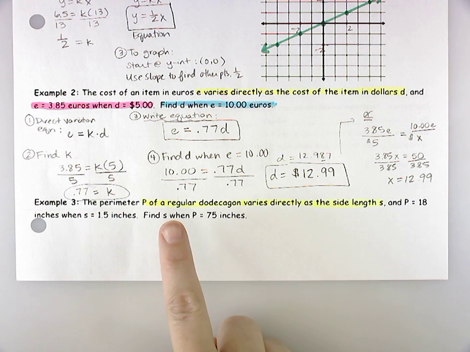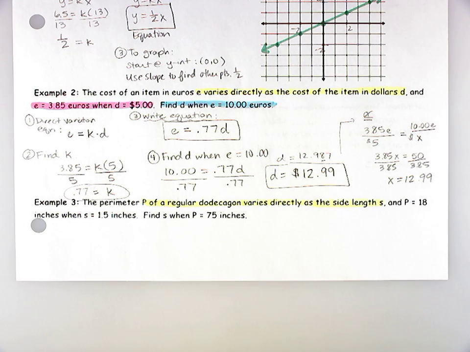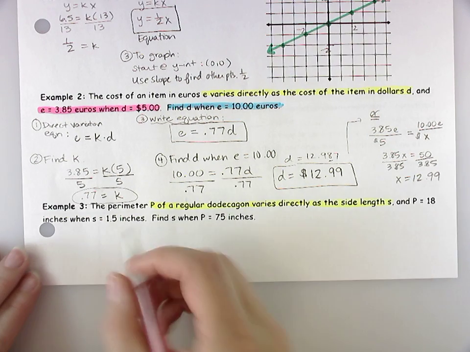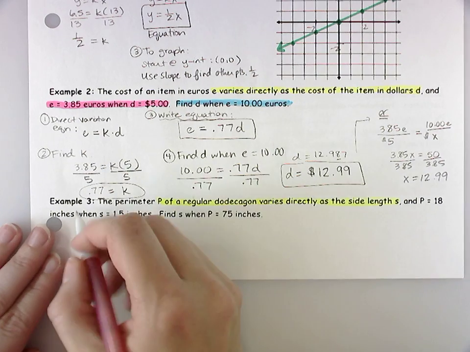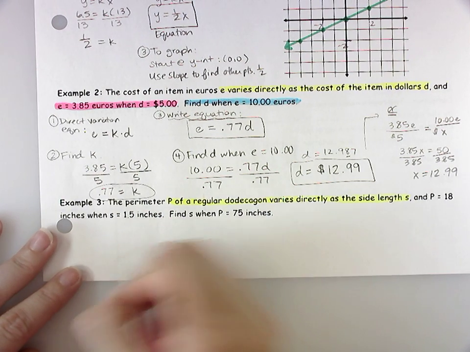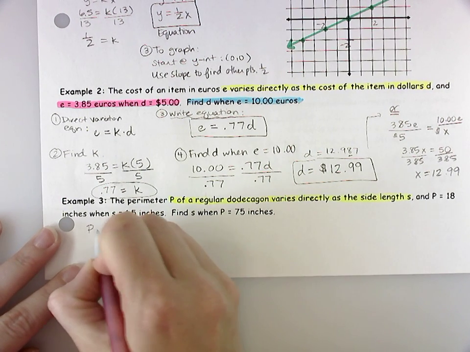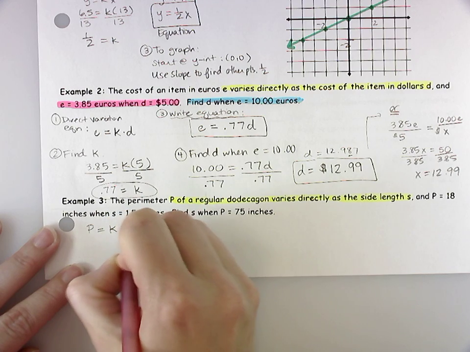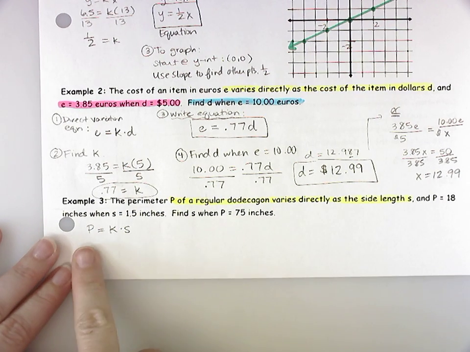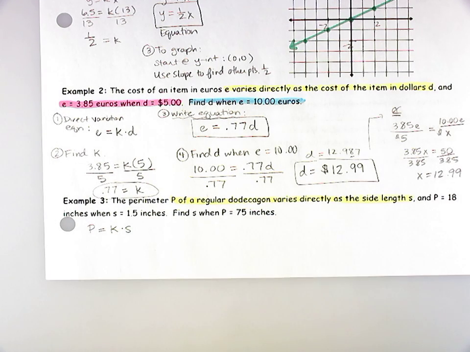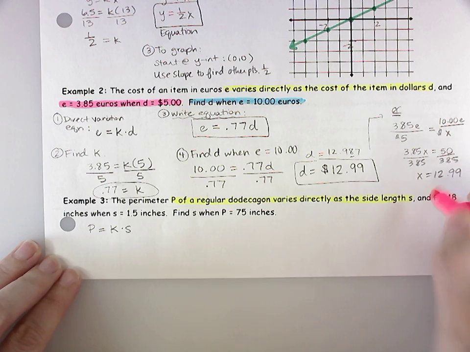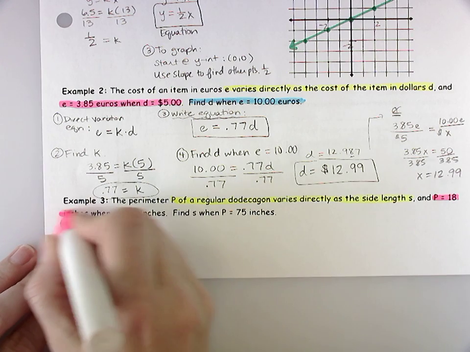So for this one, the perimeter of a regular dodecagon varies directly as the side length S. Make sure that you do know how to write the equation because that is something that you're going to have to do on your quiz, which is why I'm showing it here to you now. So P varies directly as the side length S. The first thing I would do is write the equation in variables. And you need to understand that you're always going to solve for K first. That's always going to be your first step.